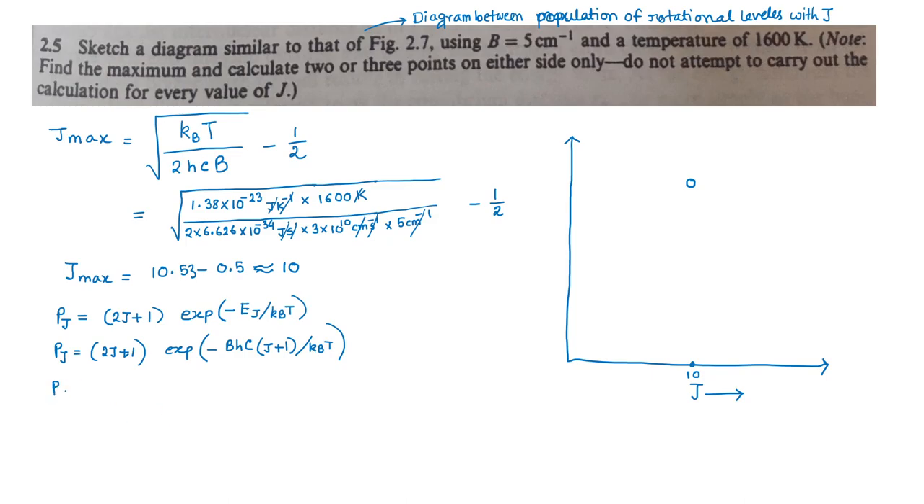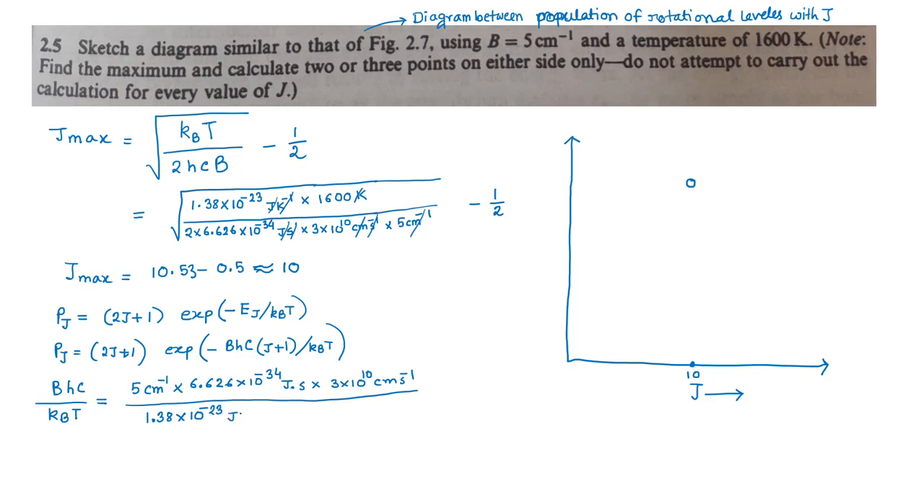So let me first calculate what hcB by kBT is. This is going to come in every expression. 5 centimeter inverse, 6.626 into 10 to the power minus 34 joule second, 3 into 10 to the power 10 centimeter second inverse, divided by kBT, 1.38 into 10 to the power minus 23 joule Kelvin inverse, T is 1600 given, right? 1600 Kelvin.